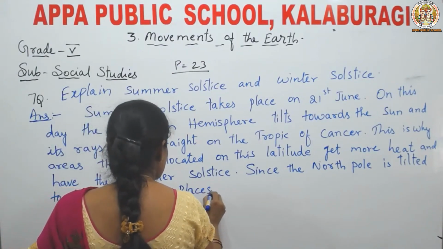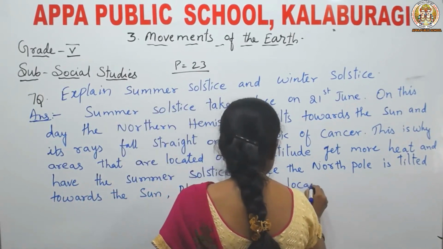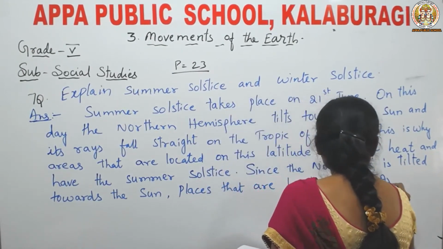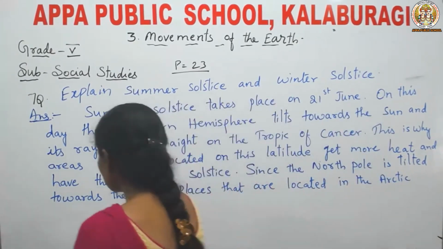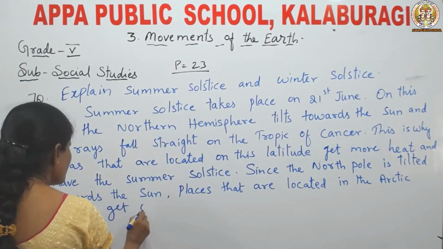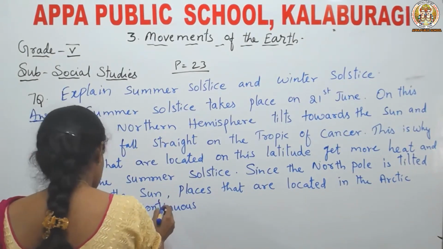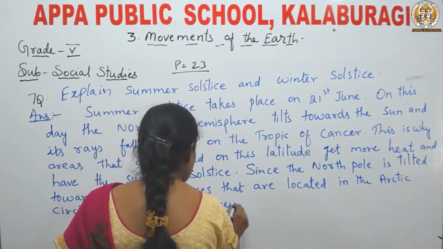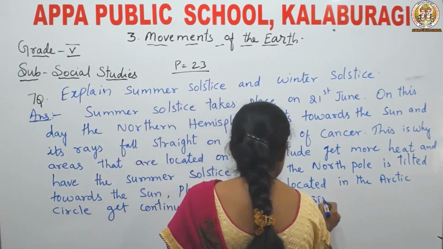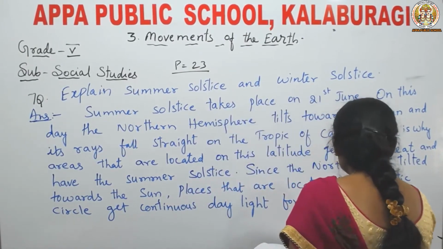places that are located in the Arctic Circle get continuous daylight for 6 months straight.